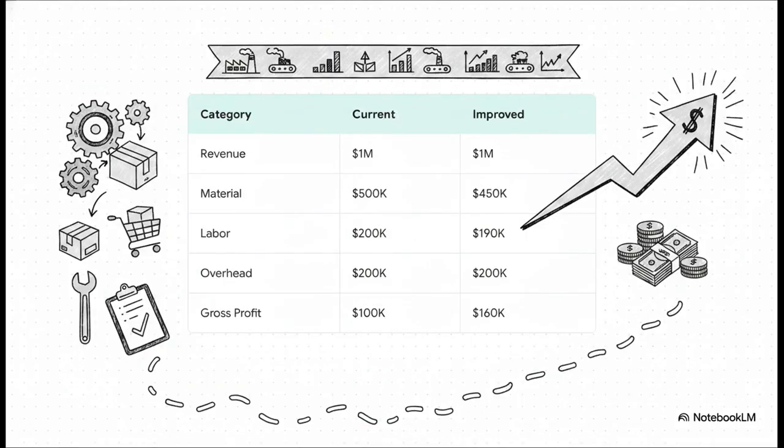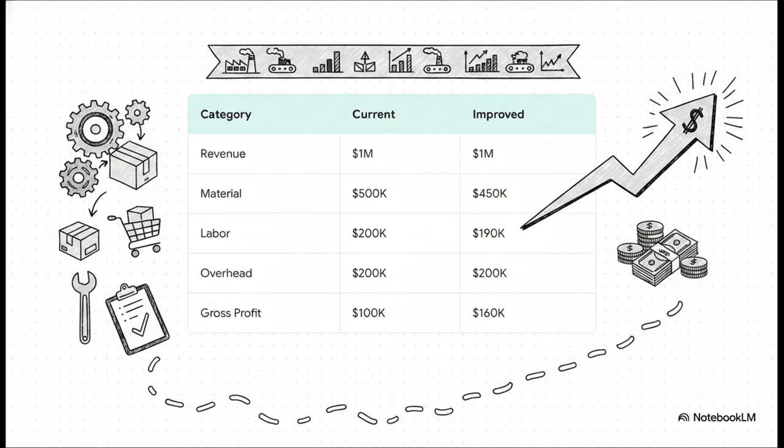So the crucial point here is how a tiny operational tweak can just explode your profitability. Let's actually walk through the math. Imagine a company with $1 million in revenue. Currently, direct materials cost $500K, labor is $200K, overhead is $200K. That leaves a gross profit of $100,000.